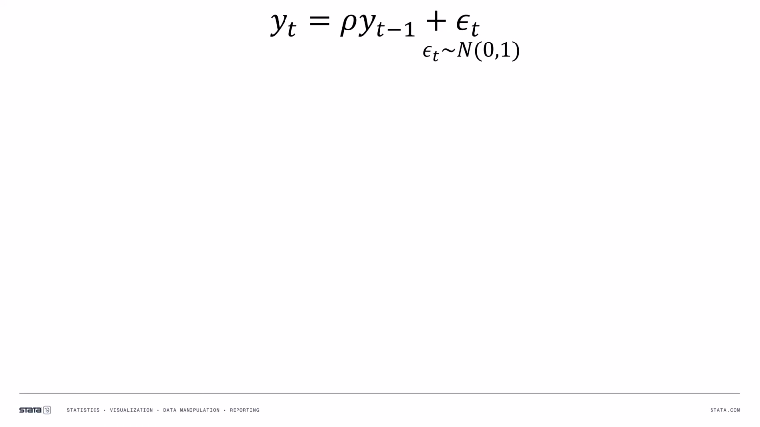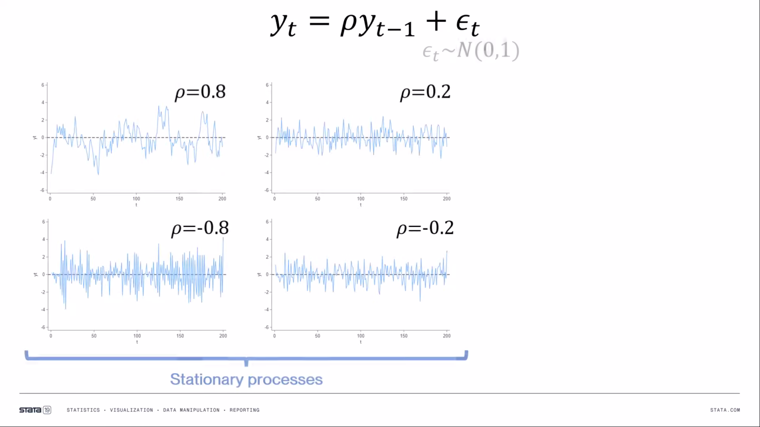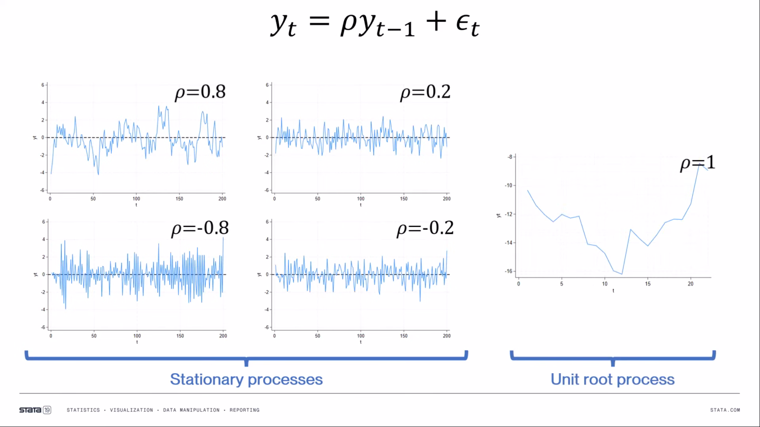One way to check for stationarity is to check whether our time series is best described by a stable autoregressive model, where the coefficient is a positive or negative fraction, or by an unstable model where the autoregressive coefficient is equal to 1. A process like this, which we call a unit root, is a non-stationary series that wanders aimlessly without a constant mean or variance or autocovariances or really any discernible pattern.